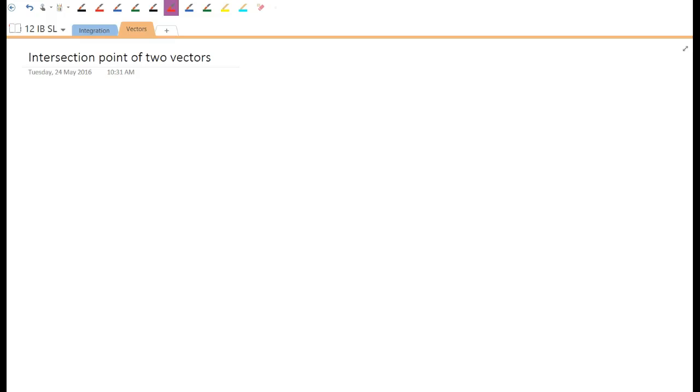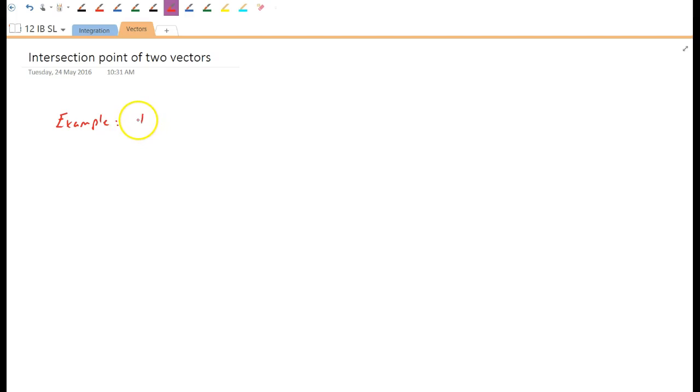Okay, in this screencast I want to have a look at the intersection point of two vectors and how to find that intersection point. And I'm going to draw parallels again, excuse the pun, with our work on linear relations, because it's very, very similar. So let's have a look at an example.